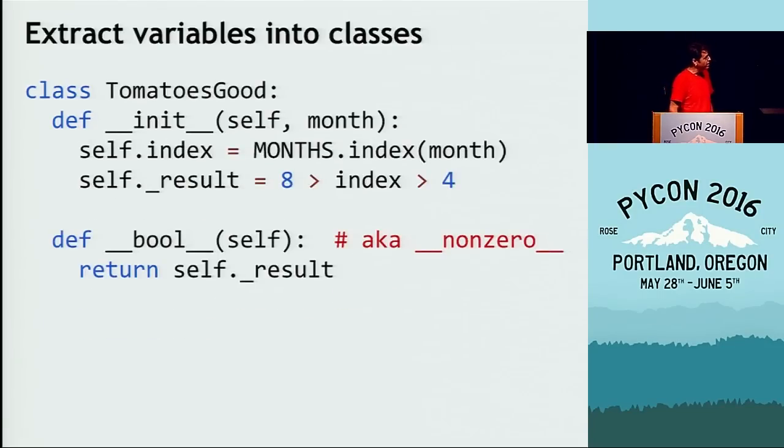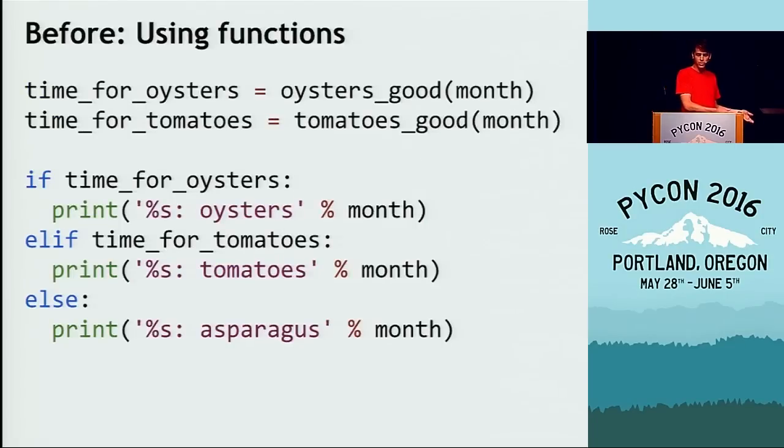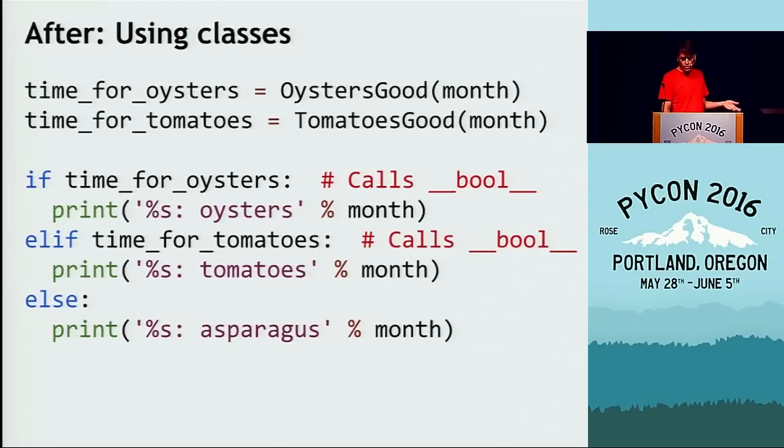We can do the exact same thing for tomatoes. So we have this class that will cache this statement. And then when you want to use it, you take the functional version you had before, and you just switch it over to the class. So I'm just going to show you that one more time. That's all. It's like 6 characters that change.